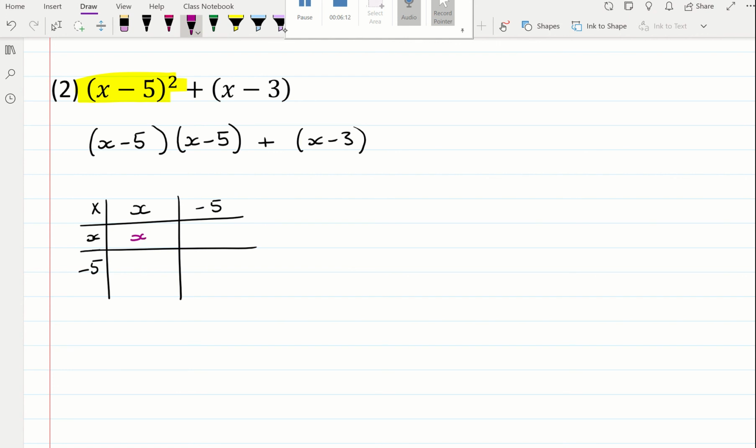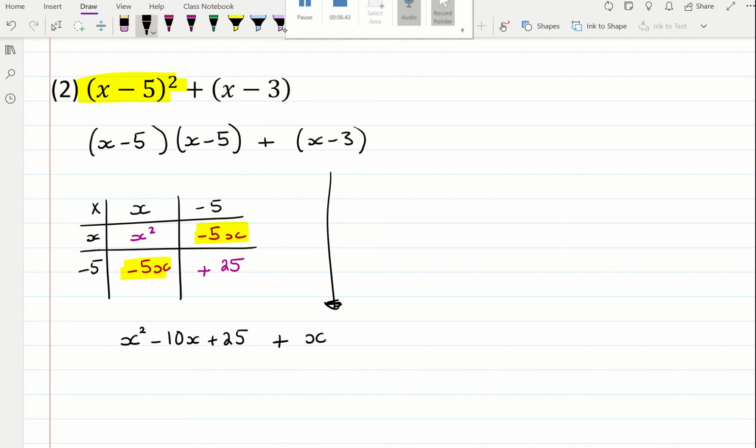X times x is x squared. Then negative 5 times x is negative 5x. And negative 5 times x again is negative 5x. Negative 5 times negative 5 is a positive 25. And when I collect like terms, minus 5 minus 5, I now have x squared minus 10x plus 25. What am I doing with this? Well, I am adding the x minus 3, and I can remove it from the brackets because there's nothing to multiply by. And again, I start collecting like terms.